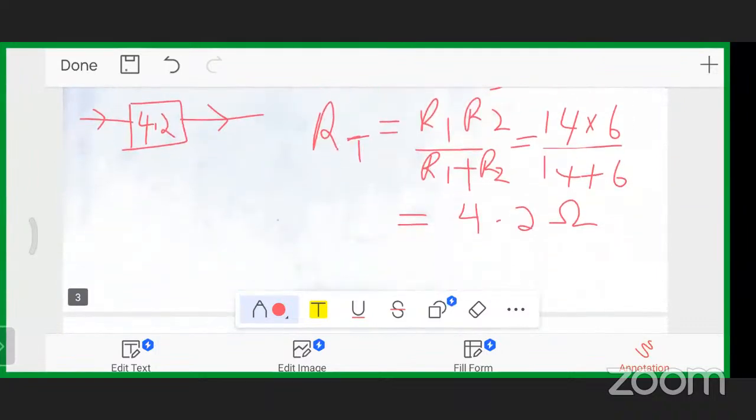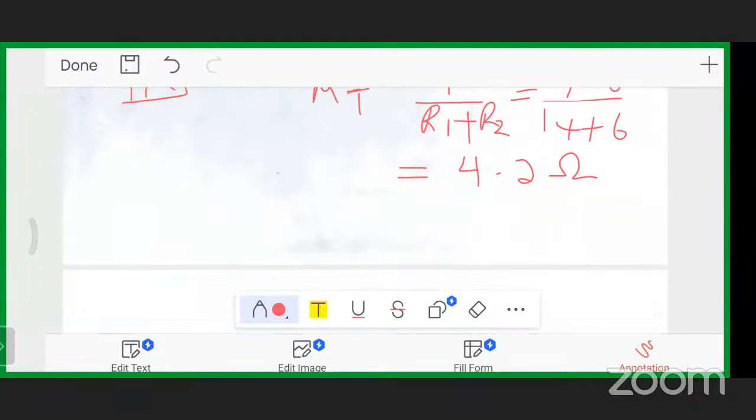So that is 4.2. So once you get this one right, then other questions you can get them right as well. If this is already wrong, then just know that anything that will follow after that will always be wrong once the total resistance is not correct.